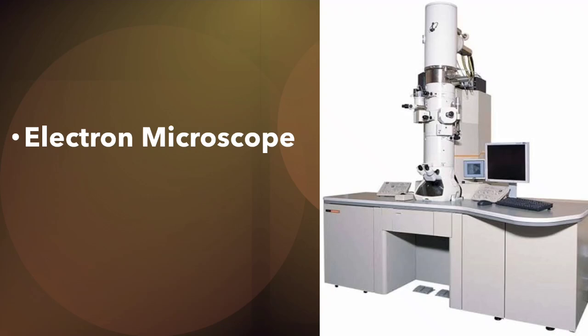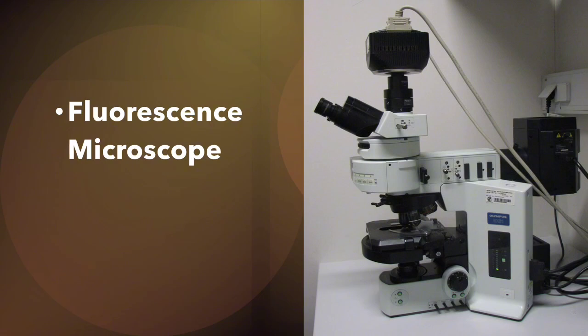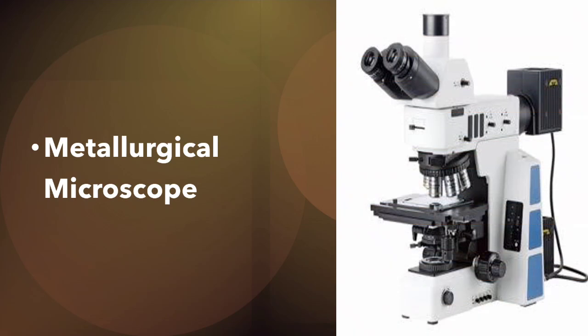Literally, you need a room for this. You need a room for an electron microscope. So it's a very big one. That is how it looks like. And the next type of microscope is the fluorescence microscope. This is a fluorescence microscope. And another type is the metallurgical microscope. This is how it looks like.